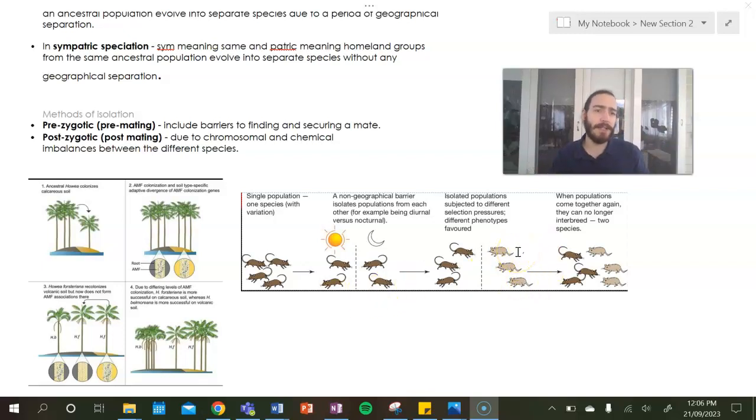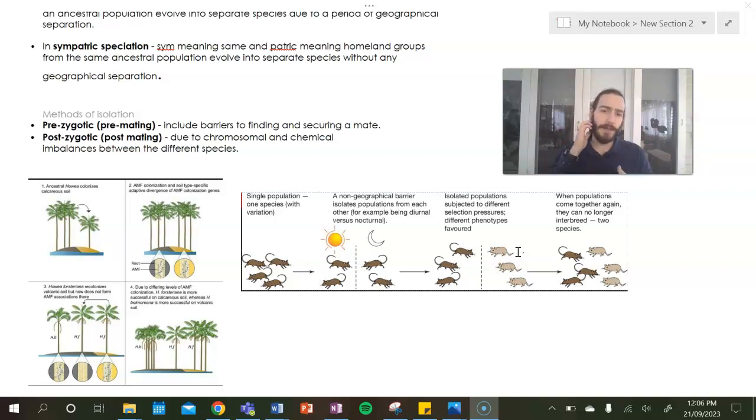Okay, imagine that the white mouse is better at hunting during the day than the brown mouse, and the brown mice tend to hunt further towards dusk or nighttime. Now, that's fine from the beginning. There's still some gene flow between these two mice. They're still part of the same species.